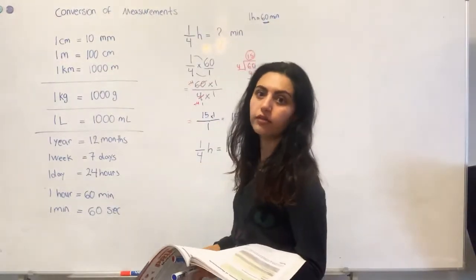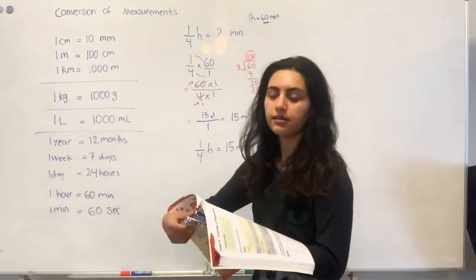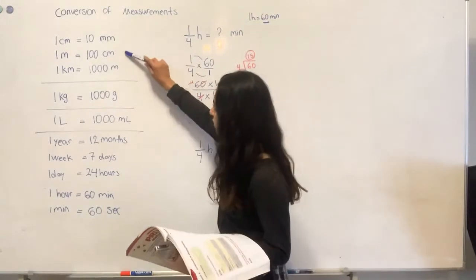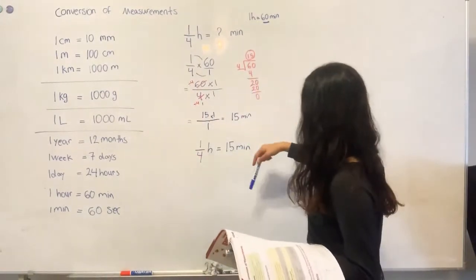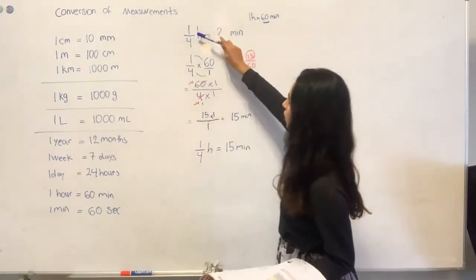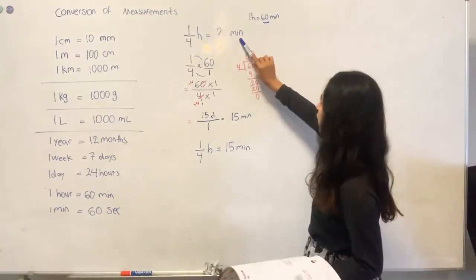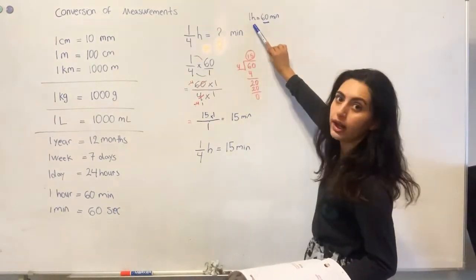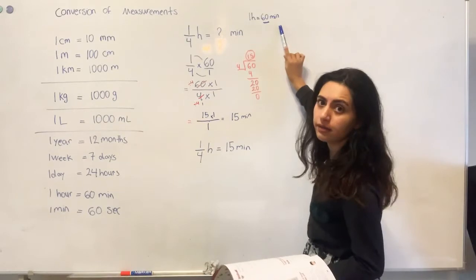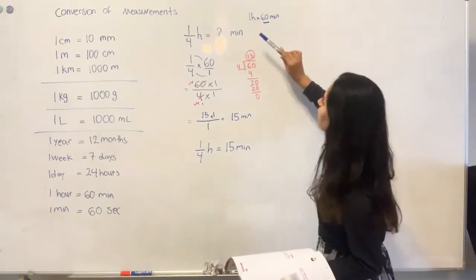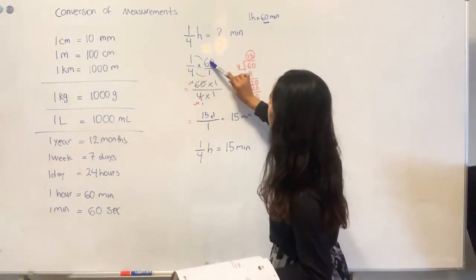Okay, I'm going to continue with this. As I was saying, these are the units that we need to solve the problems. And then we had 1/4 hours equals to how many minutes? We know 1 hour is 60 minutes. And then we say 1/4 times 60.